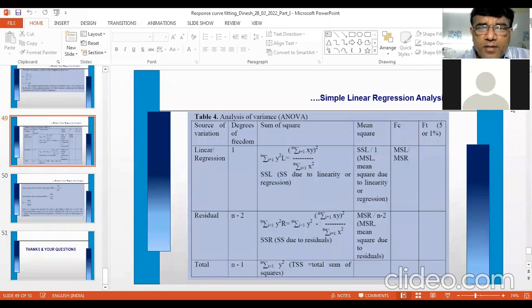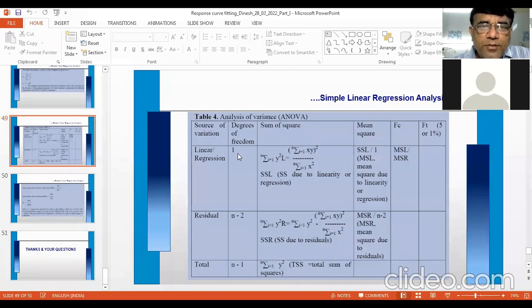Welcome back again to this class. As I told you, once you have worked out the equation y = a + bx, you want to test whether it is genuinely a linear equation or not. You need to test it for linearity. For this, you go for the F test, which is your ANOVA, analysis of variance.